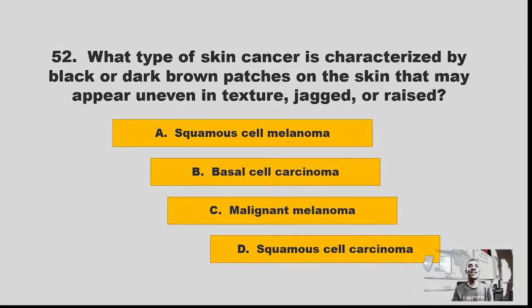What type of skin cancer is characterized by black or dark brown patches on the skin that may appear uneven in texture, jagged, or raised? So would you say that it is squamous cell melanoma? Is it basal cell carcinoma? Is it malignant melanoma? Or is it squamous cell carcinoma? Is it A? Is it B? Is it C? Or is it D?